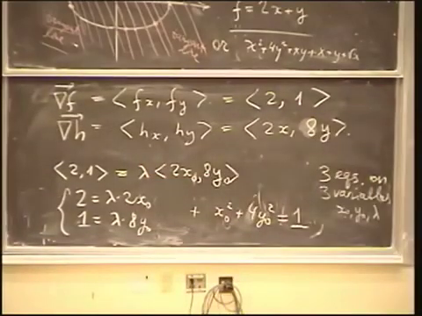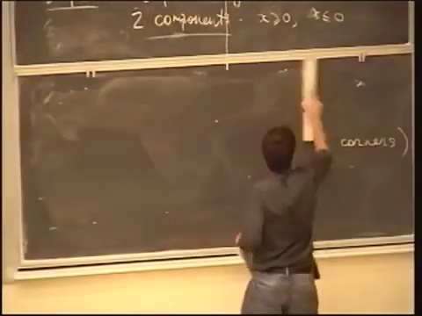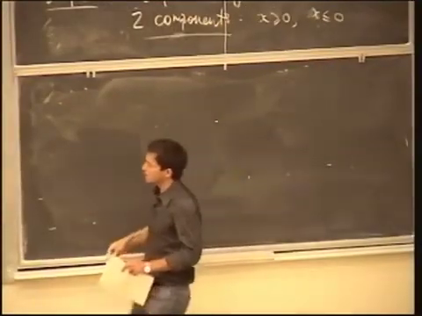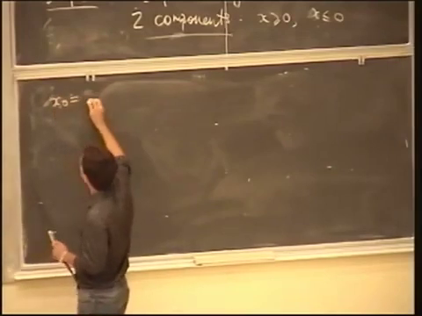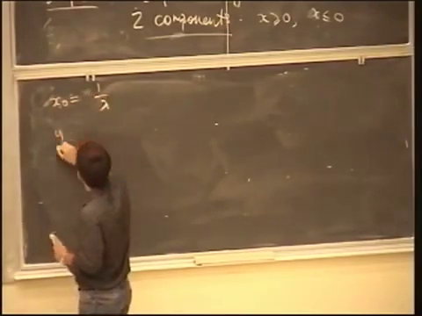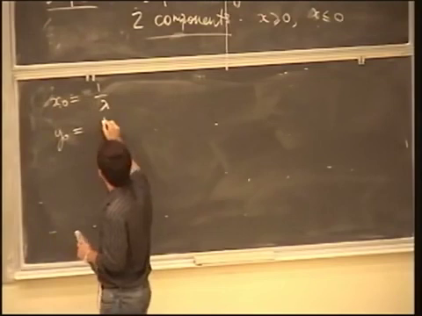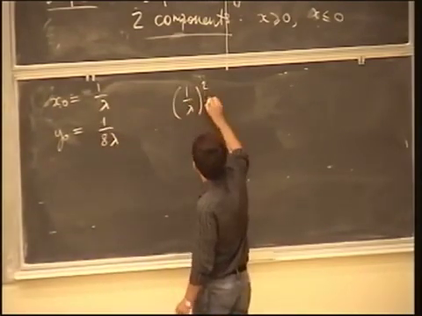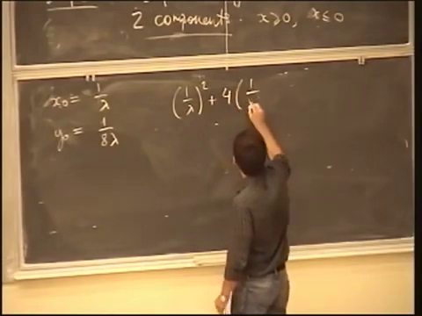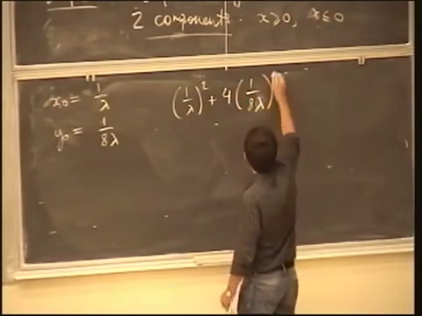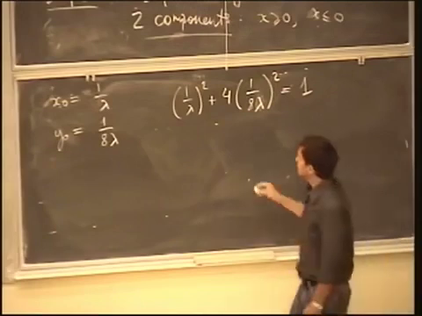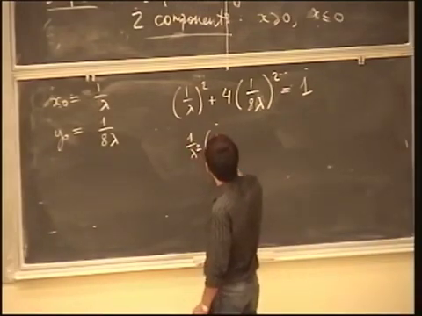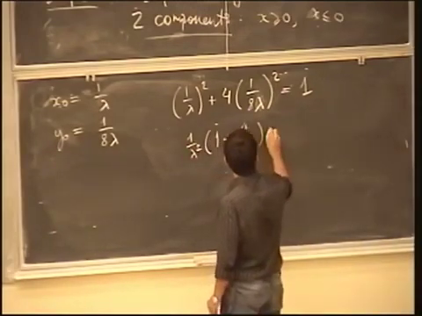So first we can express x0 and y0 in terms of lambda, and then we can substitute x0 and y0 into the third equation, and we'll get one equation in lambda. That's the simplest way to solve it. From the first equation, we find that x0 is 1 over lambda. From the second equation, we find that y0 is 1 over 8 lambda. And now we put them into the third equation, and we get (1 over lambda) squared plus 4 times (1 over 8 lambda) squared equals 1. Okay, so that means 1 over lambda squared times (1 plus 4 divided by 64) equals 1.